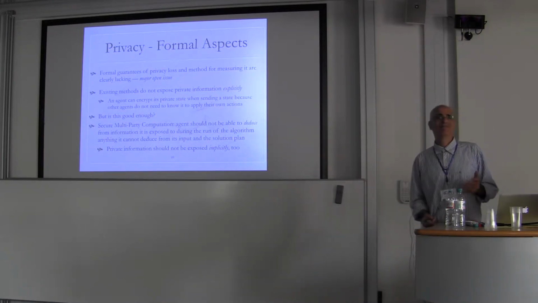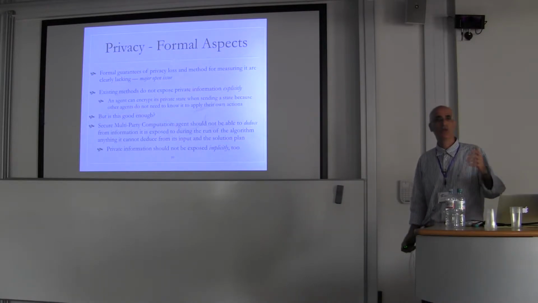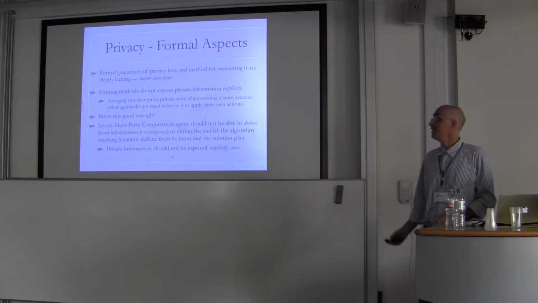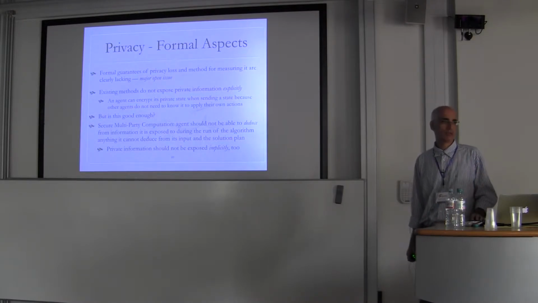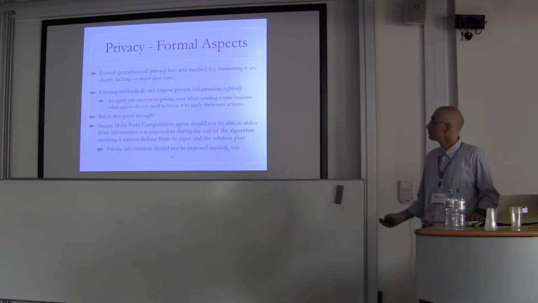Now, it seems that an area like privacy needs to come to, if you claim that you have an algorithm that preserves privacy, we first have to say what it means to preserve privacy, and we need some formal guarantees. And actually, this is a major open issue. This issue is, although there's lots of work in the past few years on privacy-preserving algorithms, privacy-preserving heuristics, the formal aspect of this is not worked out well enough, at least in my opinion.